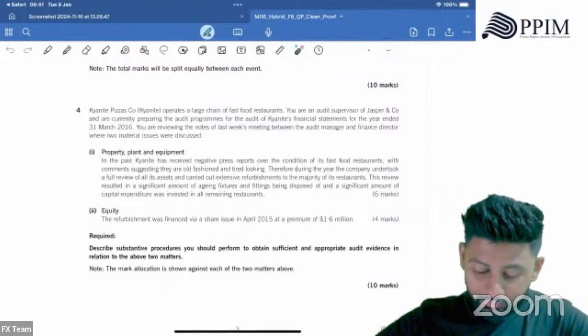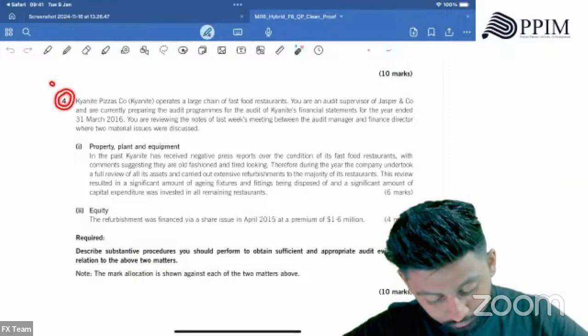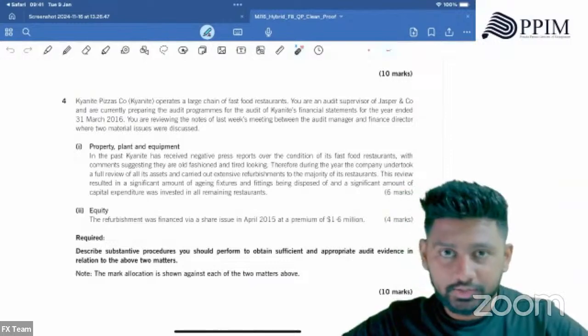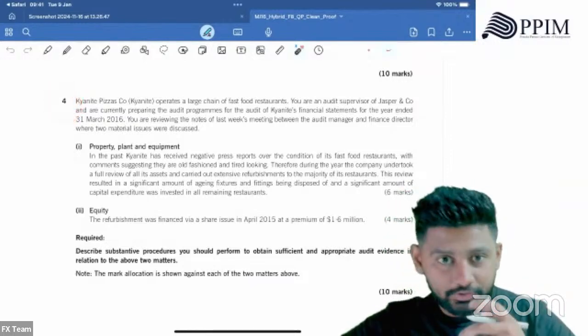But before that, we can look at Kinetic Pizza, right? So number 4, you can start working on number 4. I'll quickly pray and come. I haven't prayed yet. So start working on 4. I'll be back shortly.